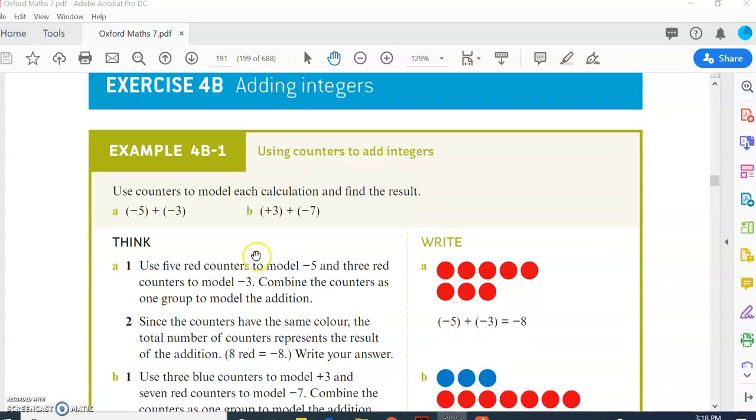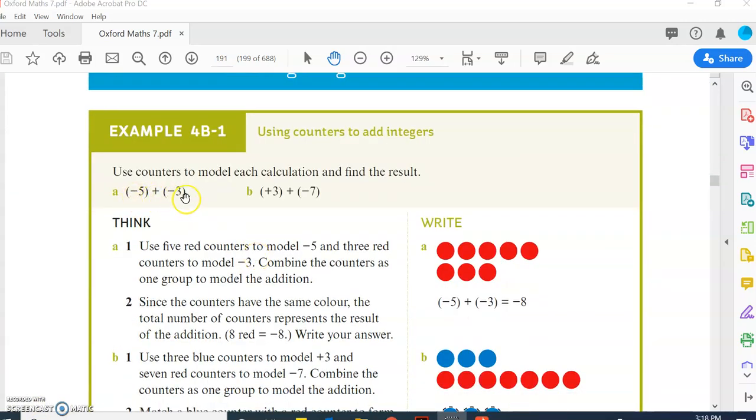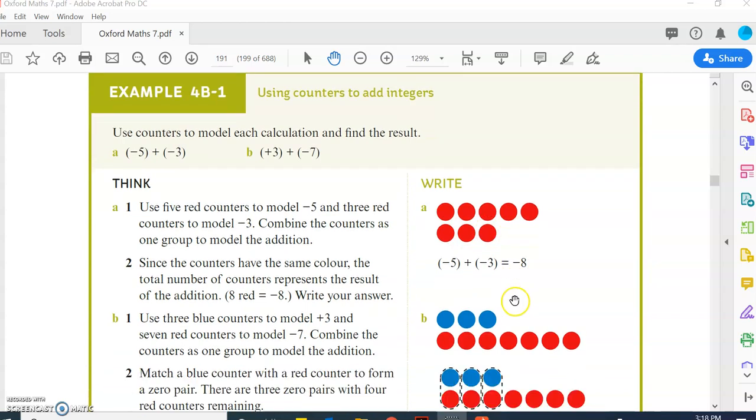So in the first example, I have -5 plus -3. Using the counter model, I have 5 negatives in the first row, 3 negatives in the second row. Therefore, if I wanted to do -5 plus -3, essentially I'm counting how many red counters there are, and there's 8. And since reds represent negative, I have -8.